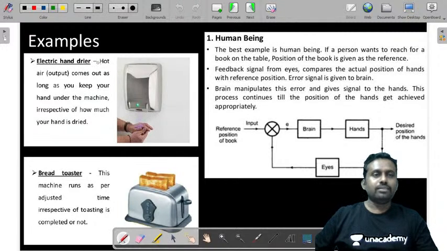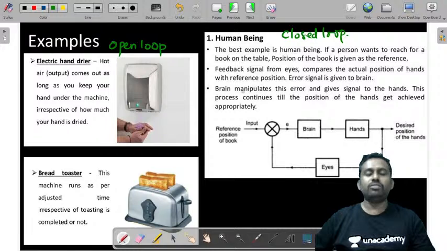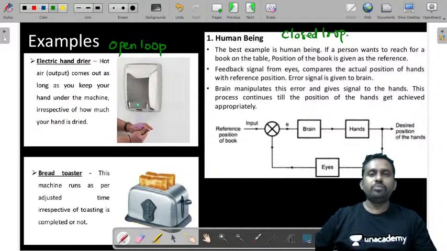These are the basic examples of open loop systems, the left side that you see, and these are the examples of closed loop controls. This is one example of a closed loop system. Also, you have many more. I've taken the human being as an example of a closed loop control system.